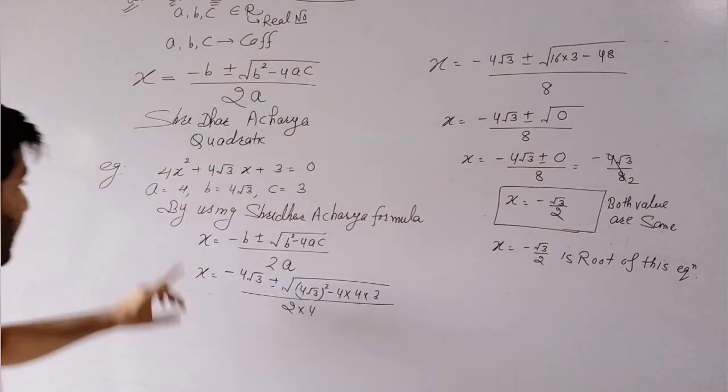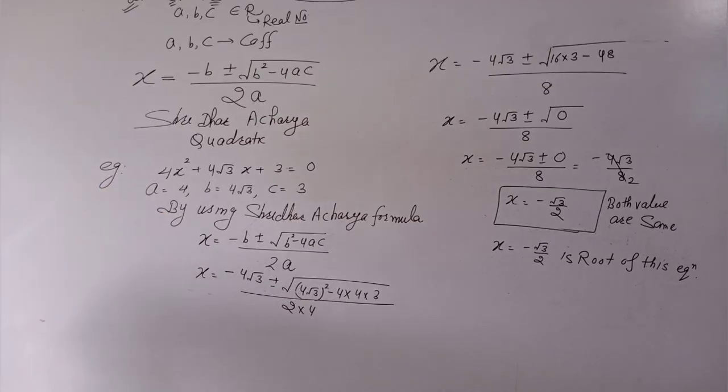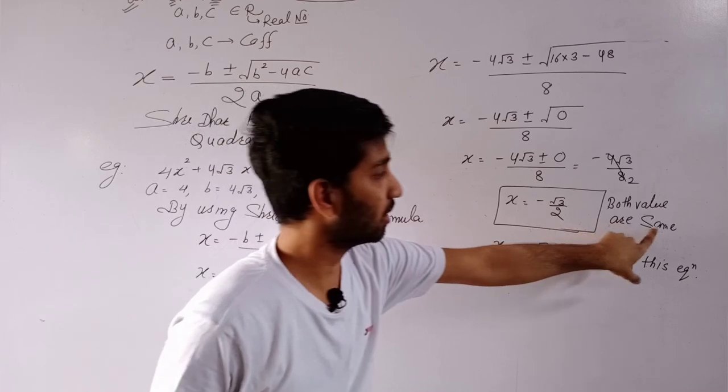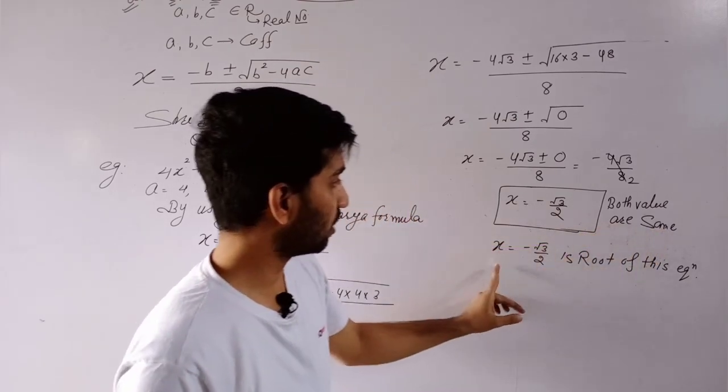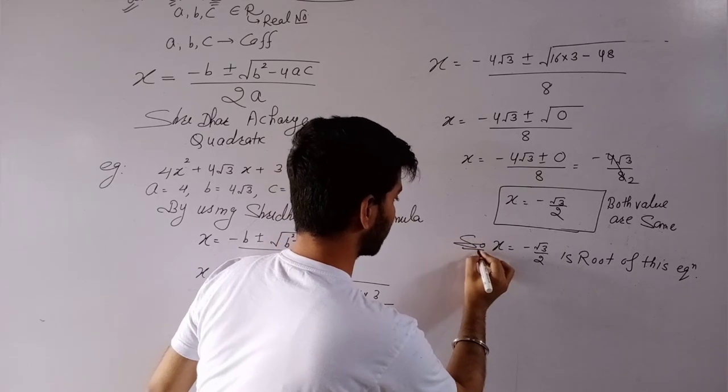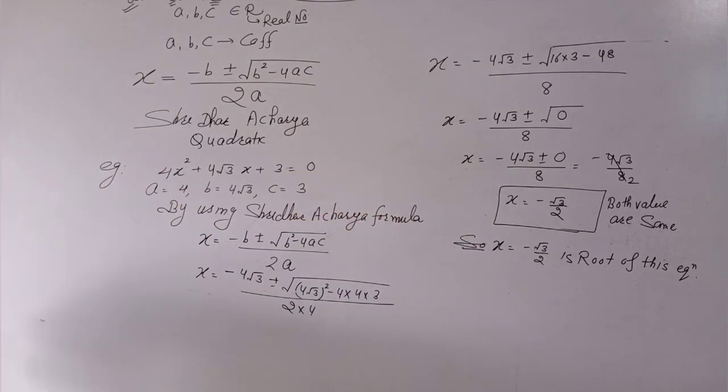We know that a quadratic equation has two values of the variable, but here we got only a single value. It means that both values are the same. So h is equal to minus root 3 by 2 is the root of this equation. Write down this example, then we solve our next example by using the same formula.